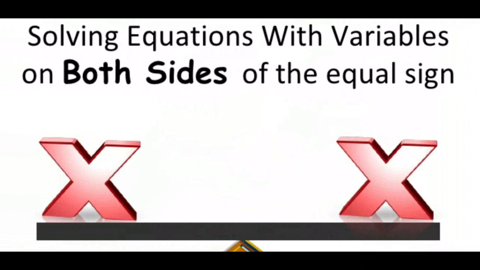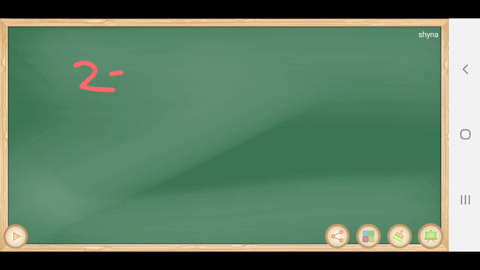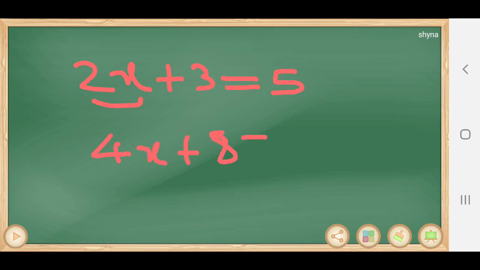In the last class, we studied how to solve linear equations with variable on one side. For example, 2x plus 3 equal to 5. Here the variable is only on one side, that is 2x. x is the variable. Or 4x plus 8 equal to 18. This type of equation, how to solve, we have already studied.